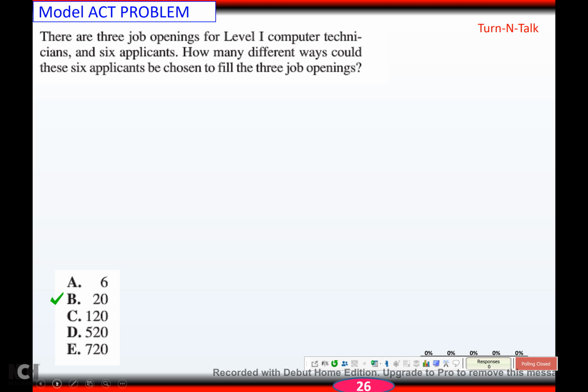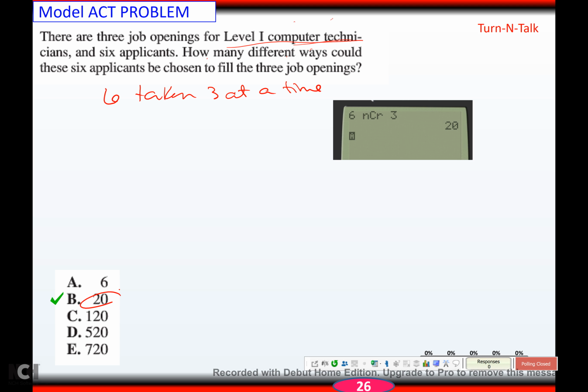There are 3 job openings for level 1 computer technicians and 6 applicants. How many different ways could these 6 applicants be chosen to fill the 3 job openings? The order doesn't matter because they're all going to be level 1 computer technicians. It's not like you're choosing one for president, one for vice president. They're all going for the same position. So order doesn't matter. And you have 6 taken 3 at a time. So we do our combination, and we get 20. Okay.